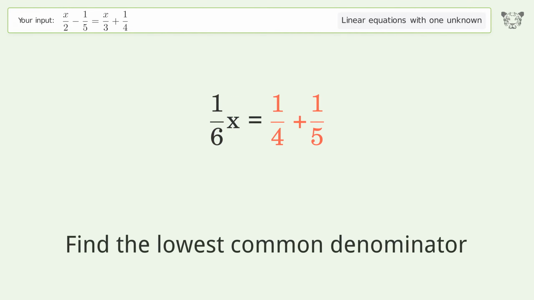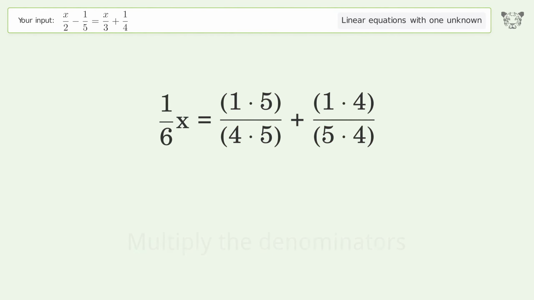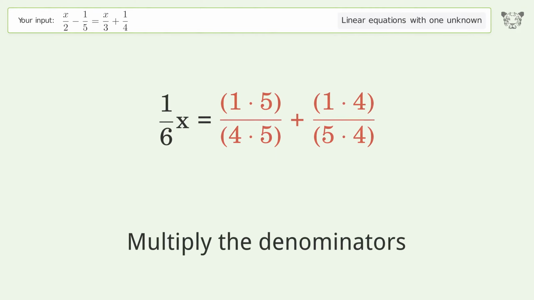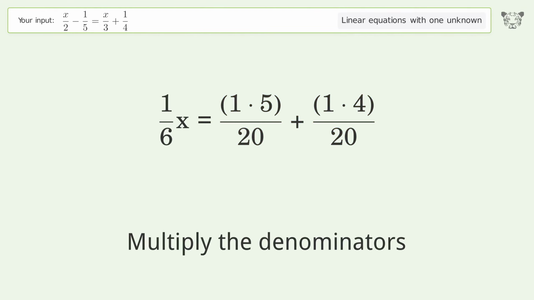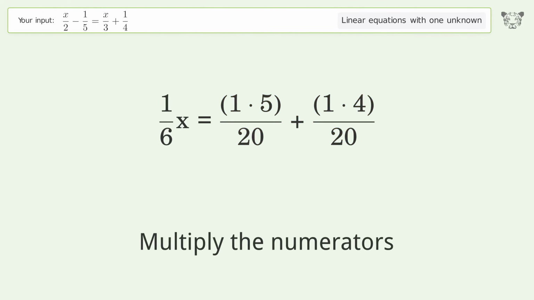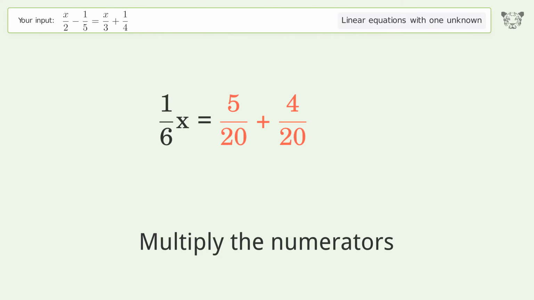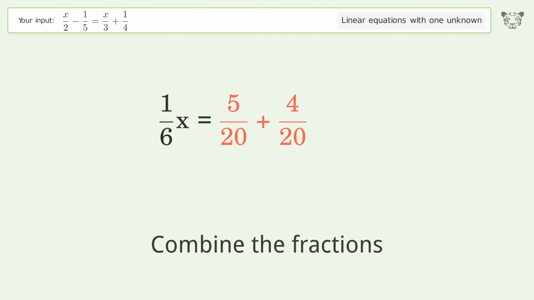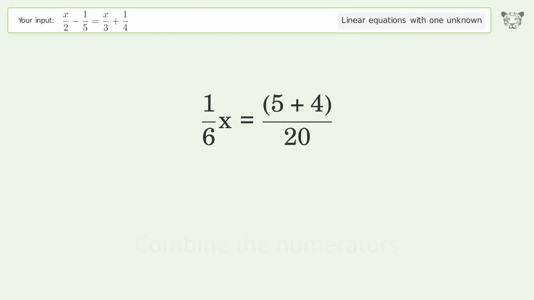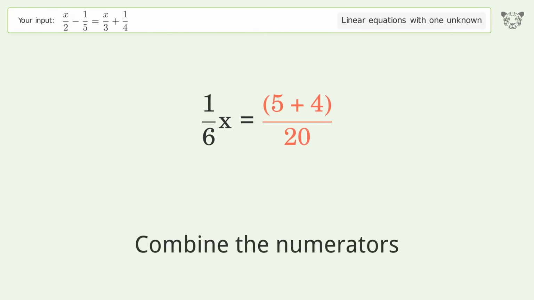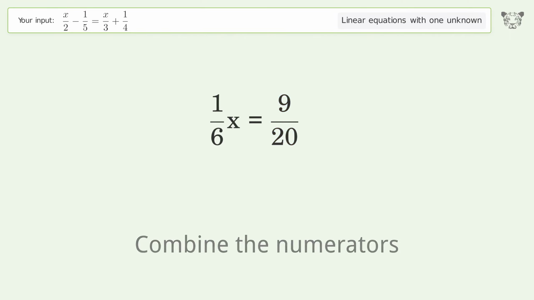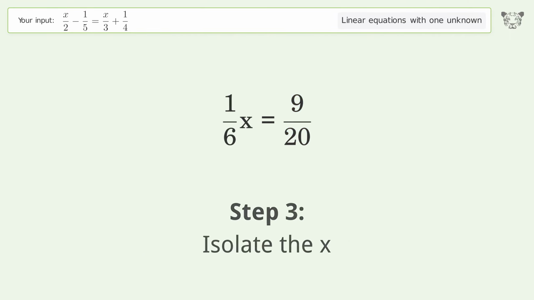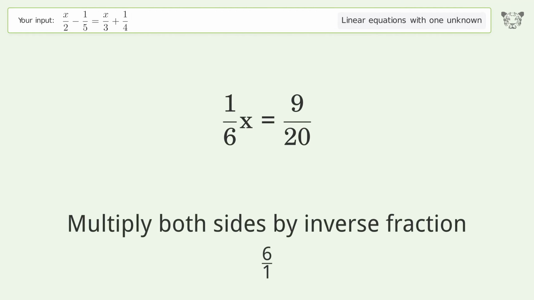Find the lowest common denominator. Multiply the denominators. Multiply the numerators. Combine the fractions. Combine the numerators. Isolate the x. Multiply both sides by inverse fraction 6/1.